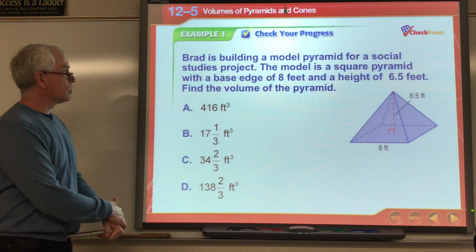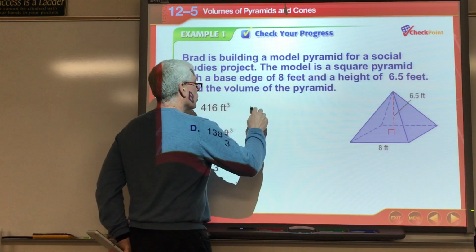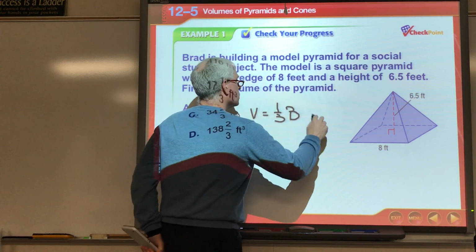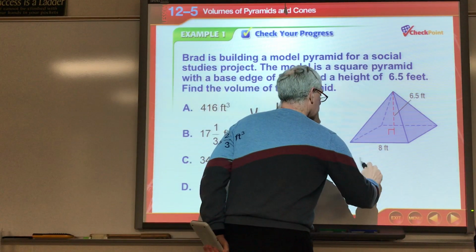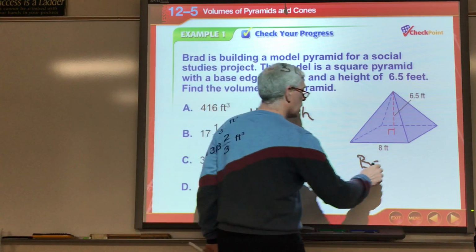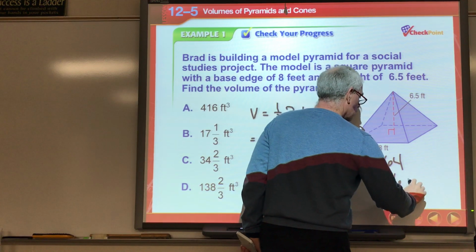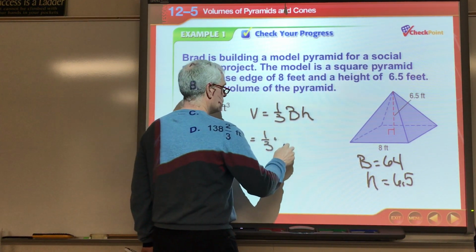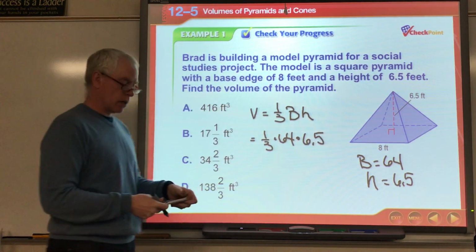We've got a pyramid here, it's a square pyramid. Okay, find the volume. So we know that volume is 1/3 area of the base times the height. Now, in this case, we'll do some work off to the side. Area of the base, it's a square base. Each side is 8, so 8 times 8 is going to be 64. And we know the height because that's given to us at 6.5. So 1/3 times 64 times 6.5 is what you should be typing into your calculator.